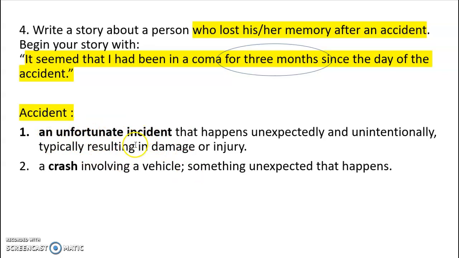Kemalangan yang berlaku di rumah. Apa-apa jenis kemalangan. Kamu jatuh tangga kah? Kamu slip and fall kah? Kamu tergelincir and jatuh kah? And then kamu kena hantuk kepala kah? This is all an unfortunate incident. Asalkan sesuatu yang bukan dirancang.